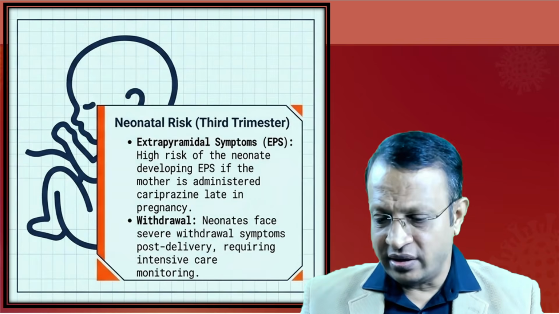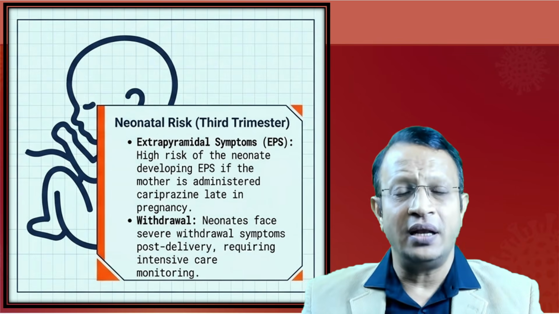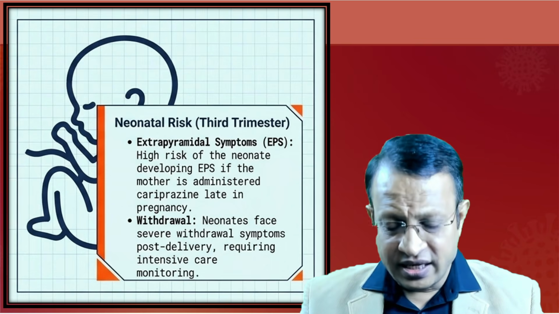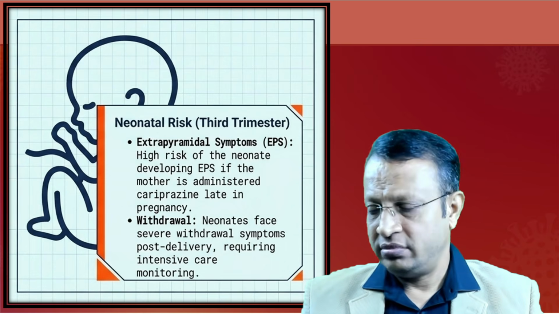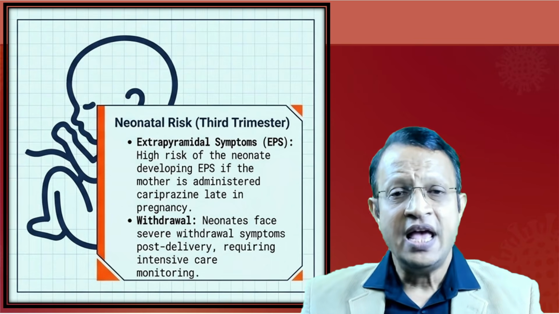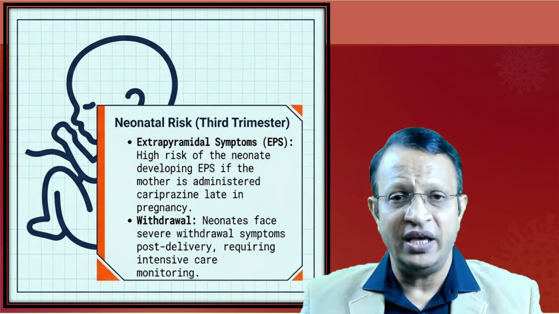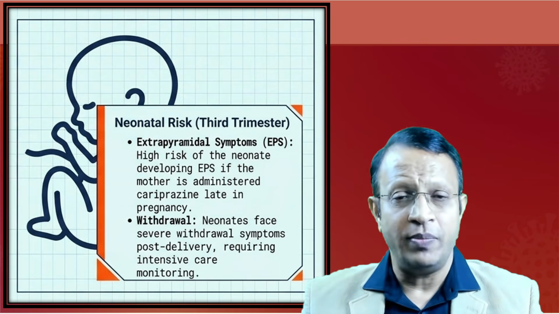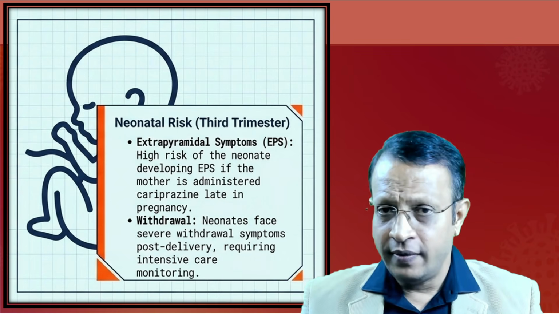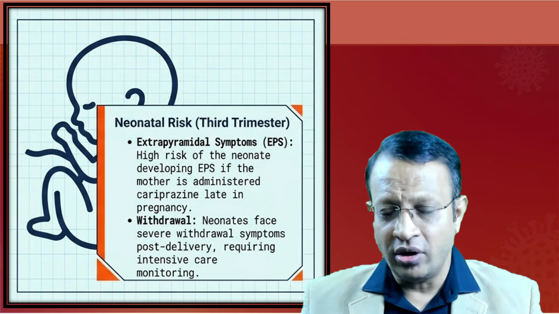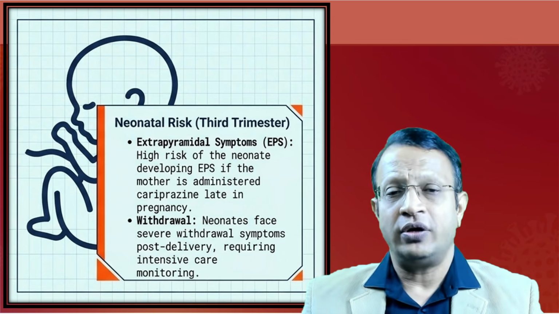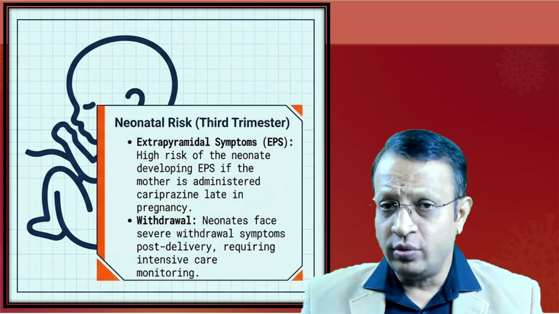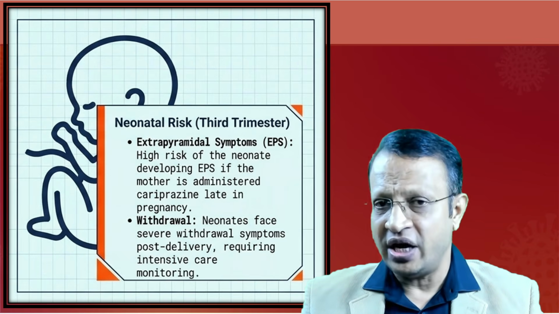What about the neonatal risk? By chance, there is an accidental exposure of cariprazine. If the child is born, if there is exposure for the fetus, there is a high risk of neonatal developing EPS if cariprazine was administered to the mother. So we have to keep an eye on this. We need to discuss with the pediatrician, neonatologist. This may have an effect on feeding, child immediate growth. So we have to be very careful. EPS may develop in child.